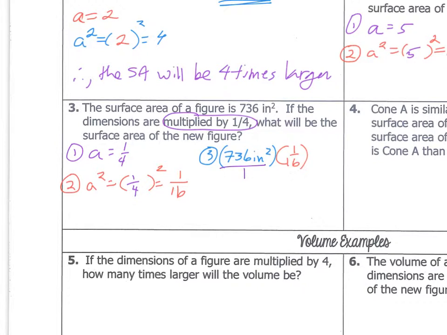Wouldn't we put this over 1? And wouldn't we see if 16 cancels into the 736? Isn't that division? Right? So what do we get when we actually divide 736 by 16? 46. Yep. So our new surface area is equal to 46 inches squared.